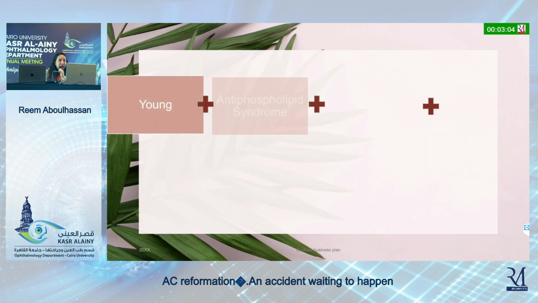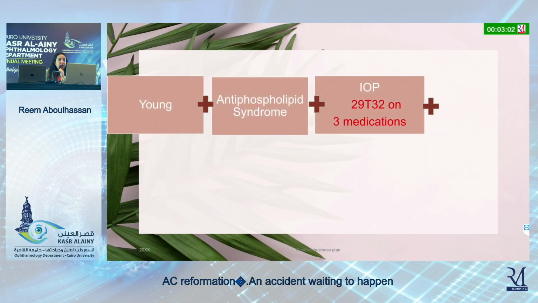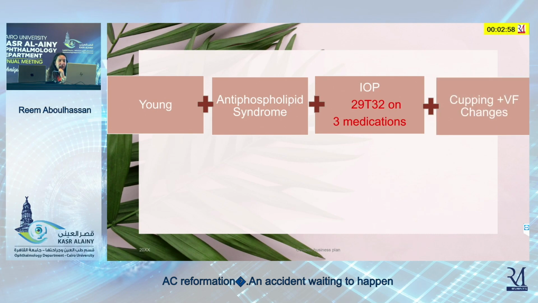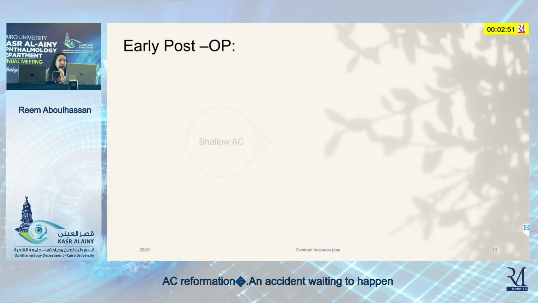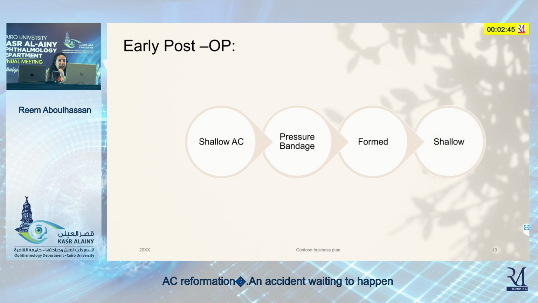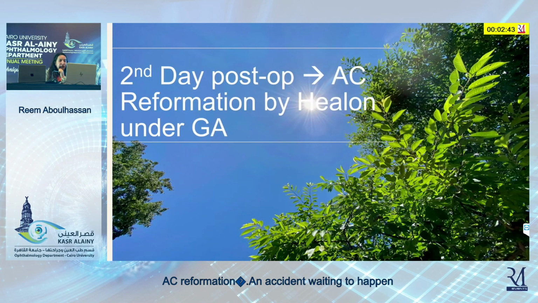So we are dealing with a young patient with antiphospholipid syndrome, her IOP reaching 30 on 3 anti-glaucoma medications with cupping and visual field changes. So the decision was to undergo left trabeculectomy under general anesthesia. The operation was straightforward. However, on the postoperative day, she developed a shallow anterior chamber. She underwent pressure bandage. The AC was formed for a couple of days, but she was shallow again. And so on the second day postoperative, she underwent AC reformation by Healon under general anesthesia.